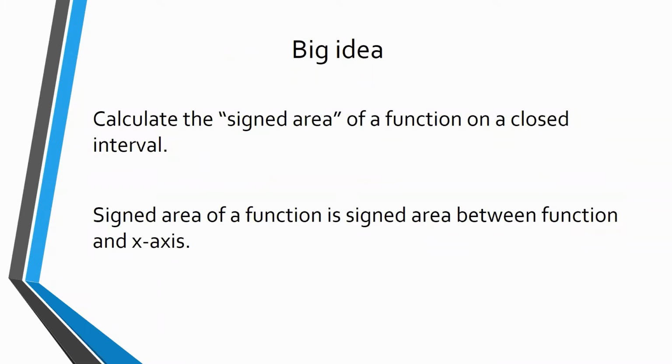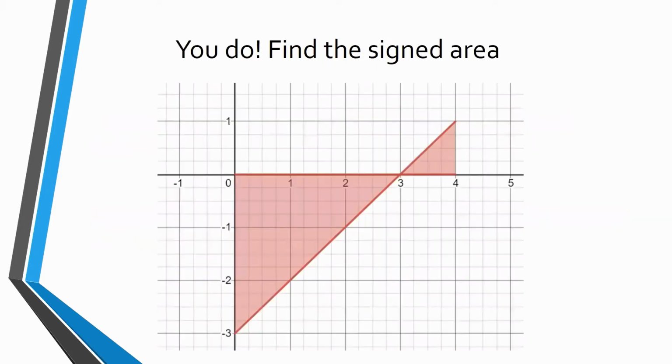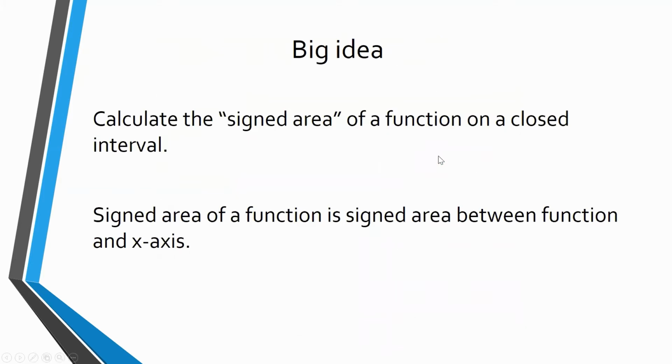This idea of calculating the signed area is the idea of this section. Remember, signed area simply is the area between the x-axis and the line or curve that we're dealing with. If the curve is under the x-axis, this area gets counted as a negative. If the curve is above the x-axis, this area gets counted as a positive.